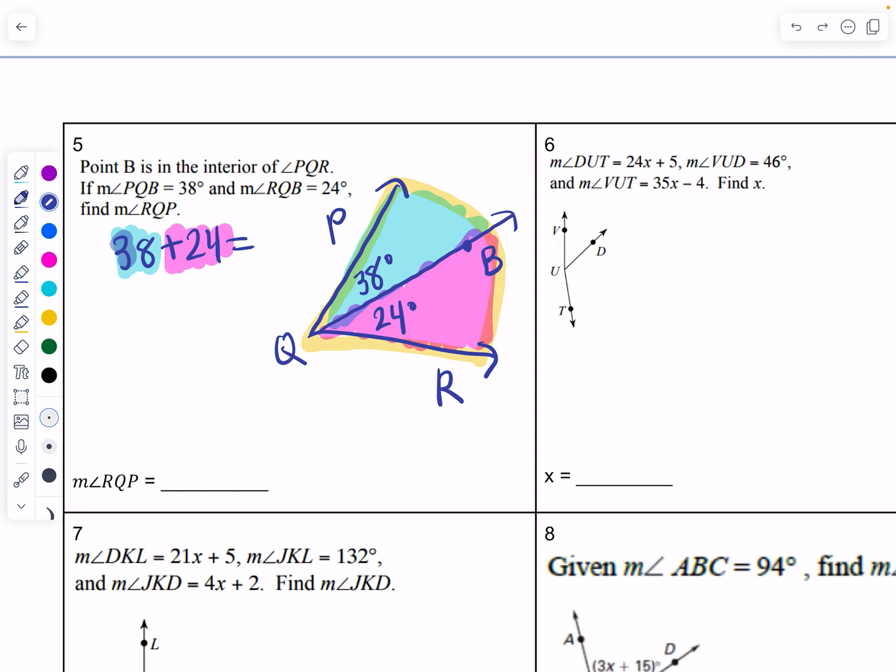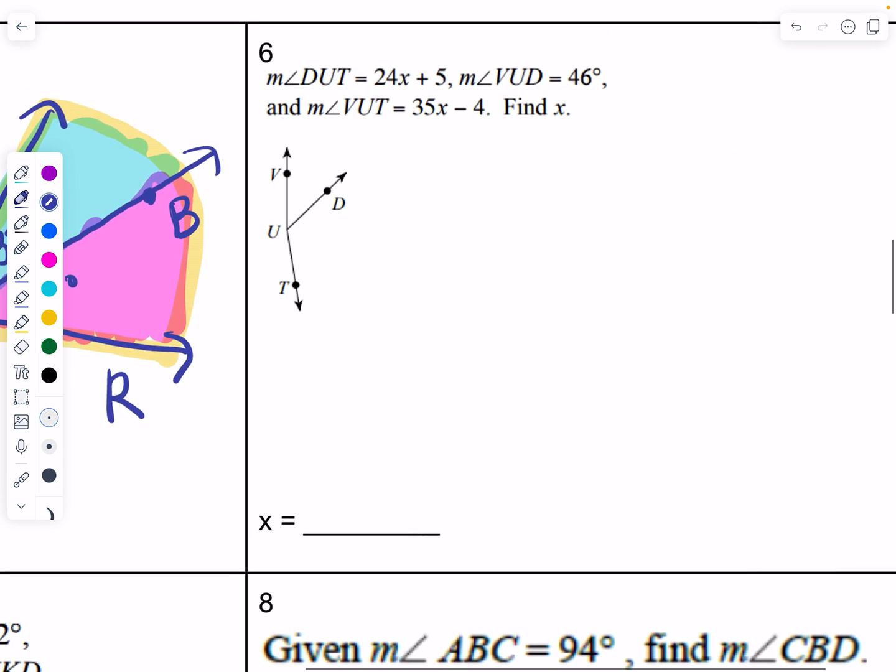62 degrees is what that yellow angle is going to be. 62 degrees. Okay, so let's start adding some algebra in there. And this one already has a diagram drawn for us. So it says DUT. So let's find DUT.